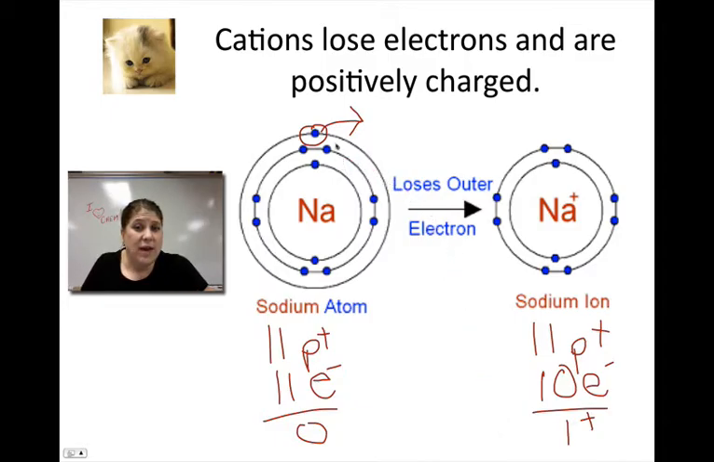The purpose of that is for sodium to get a full outer shell. When this electron goes away, that orbital is no longer full, so our outer shell is now going to have our 8 electrons. That's all that there is to cations, is losing electrons to get a full outer shell.